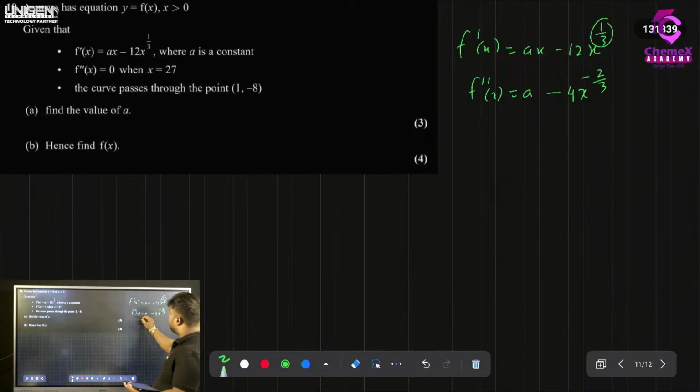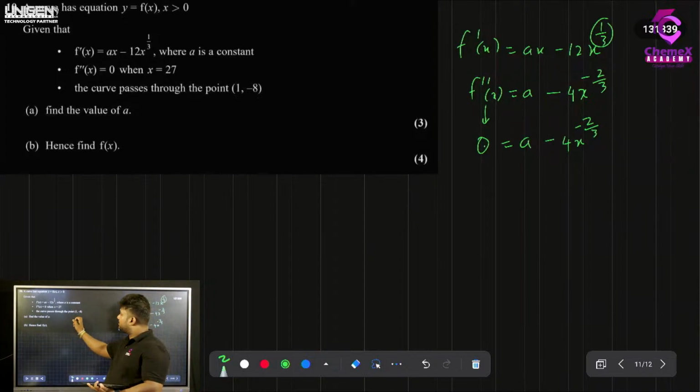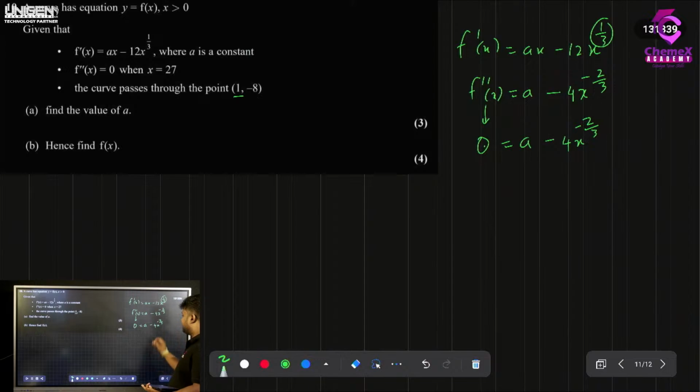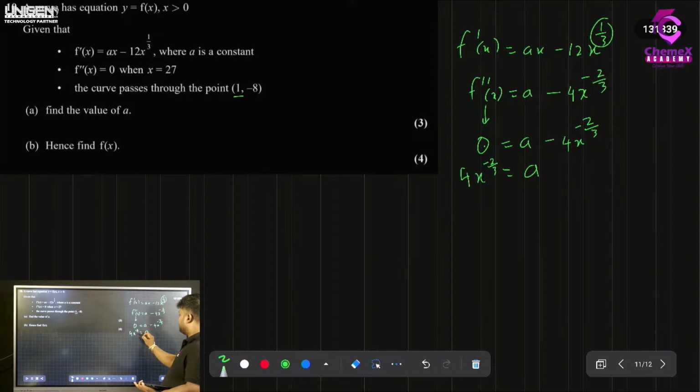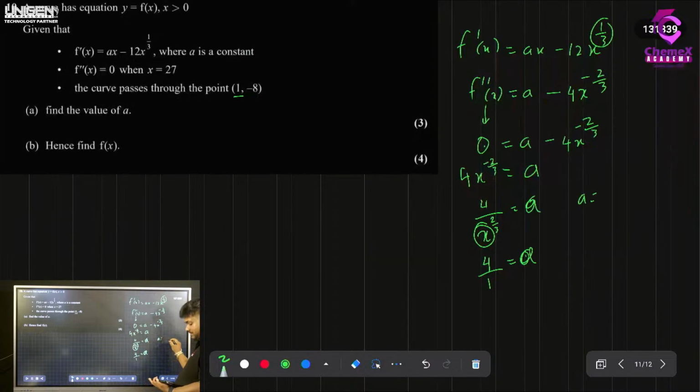The question itself says f double dash becomes 0, so 0 equals a minus 4x to the power minus 2 over 3. In the question they say the curve passes through a point 1 and minus 8. So I can take the other side, 4x to the power minus 2 over 3, and write 4x to the power positive 2 over 3 equals a, and x is given, what is it? 1. So 4 times 1 to the power any number is 1. You know that, right? So what's a? A equals 4.